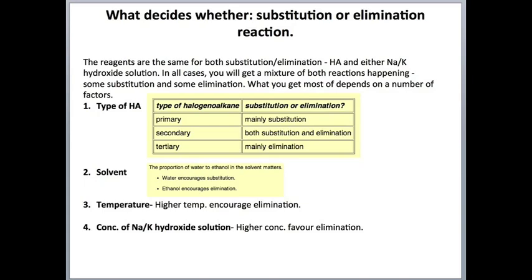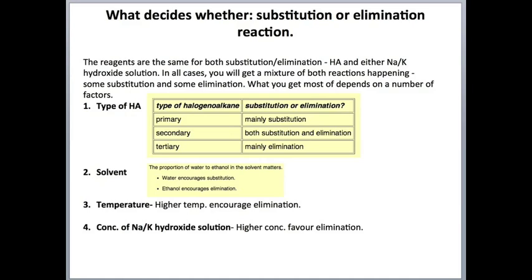What you get most of depends on a number of factors. So let's consider there are 4 different factors that influence this. First of all, the most important one is what halogenoalkane you're using. So for example, whatever you do with the tertiary halogenoalkanes, you will tend to get mainly the elimination reaction, whereas with primary ones, you will tend to get more substitution. However, you can influence things to some extent by changing the conditions.